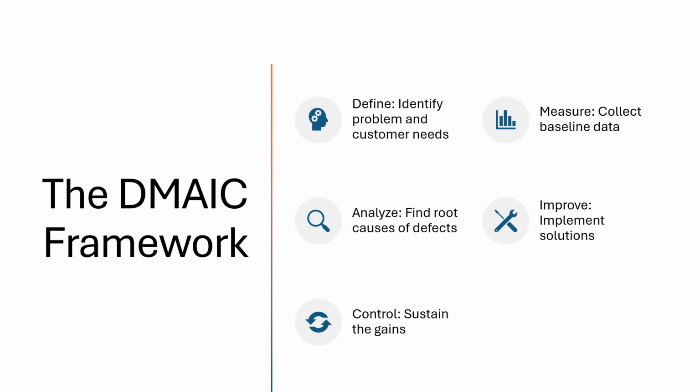So the next one is improve. We need to implement the solutions here. Based on the analysis, the targeted solutions are designed and tested. The tools used for this stage are brainstorming, the FMEA, which is failure mode and effects analysis, and design of experiments, which is called DOE. The pilot solutions can be implemented and the data can be collected to validate the improvement.